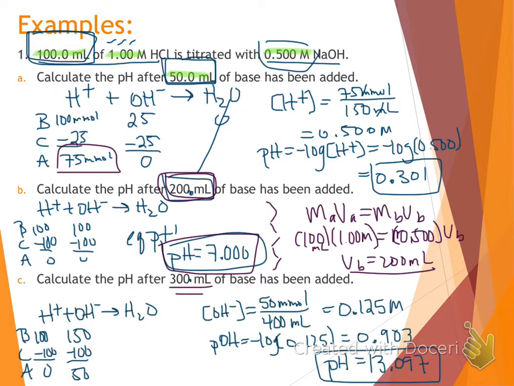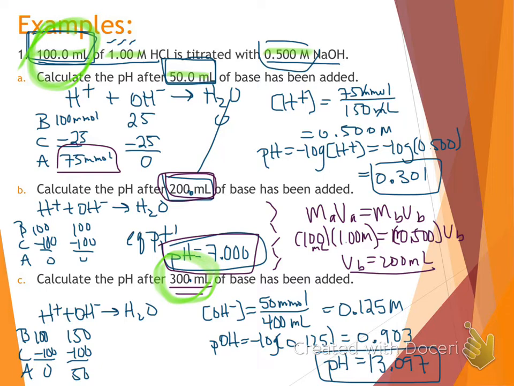So on part C, we should find that our pH is 13.097. When we do our BCA table, we still have 100 millimoles of H+, but we have 150 millimoles of our base, our OH minus, that has been added. That leaves us with 50 millimoles of excess OH minus, and now we have to divide by that total volume of 400 milliliters. We have 300 milliliters of base that we added to the 100 milliliters of acid we already have. That gives us the OH minus concentration of 0.125 molar.